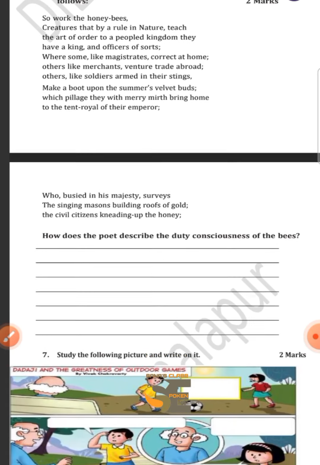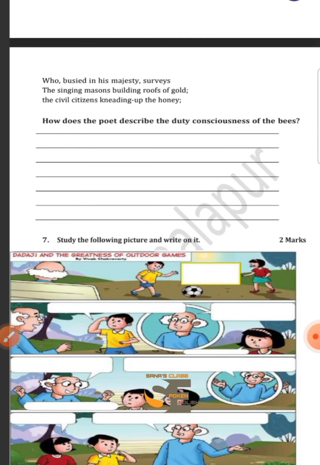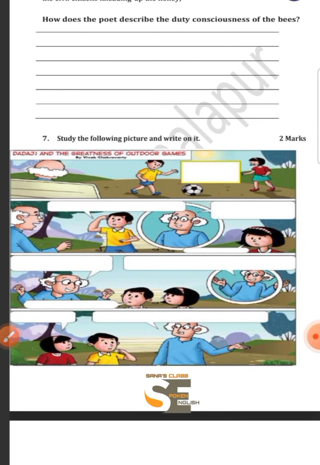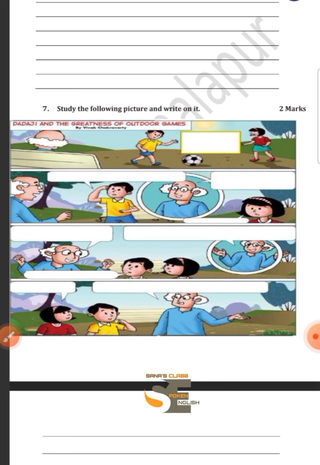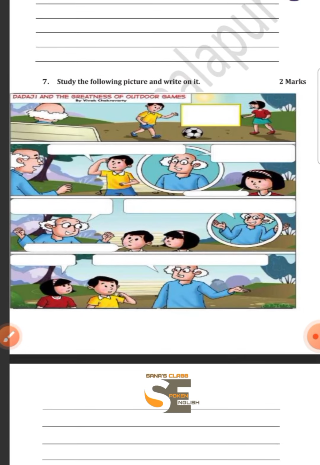Okay, we'll go for the next row. Now question 7 is given there. Sorry, it is not 7, it should be 24. Study the following picture and write on it. There is a space provided. You have to write some dialogues between Dadaji and the children.